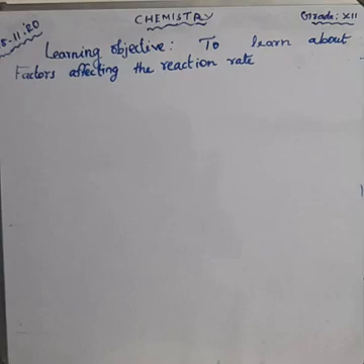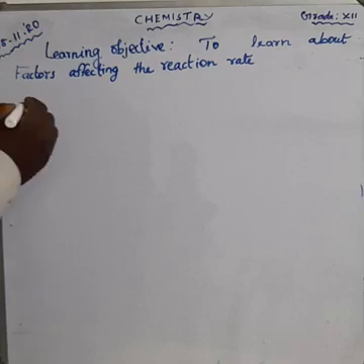We have 5 points. We should learn the 5 points, the very important 5 points. One is the nature and state of the reactant. That's the first point.